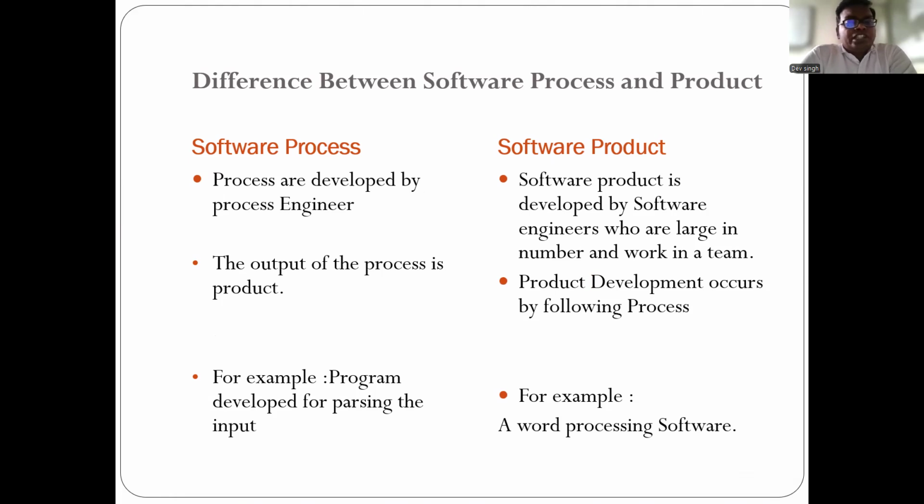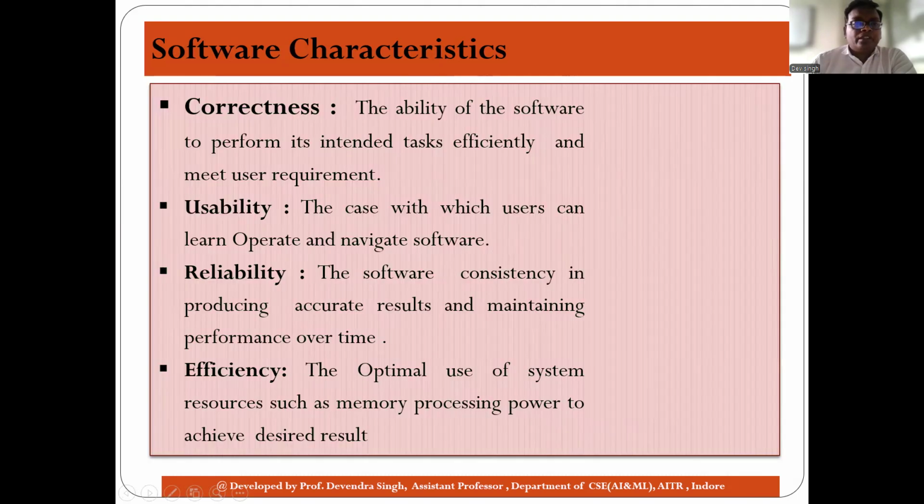Another difference is that a process is developed by a process engineer. A software product is developed by highly skilled software engineers who are large in number and work in a team. The output of the process is the product. Product development occurs by following the process. An example of a software product is word processing software.